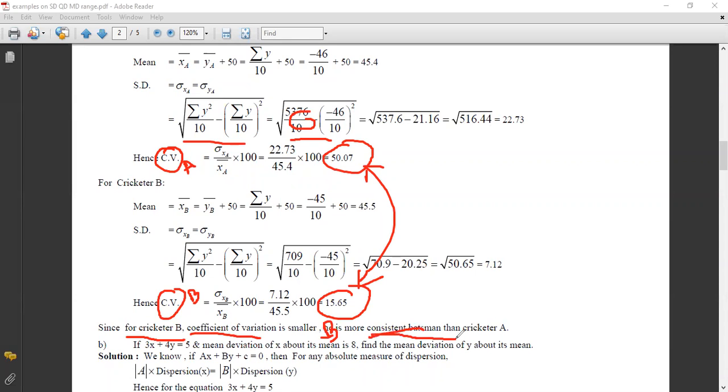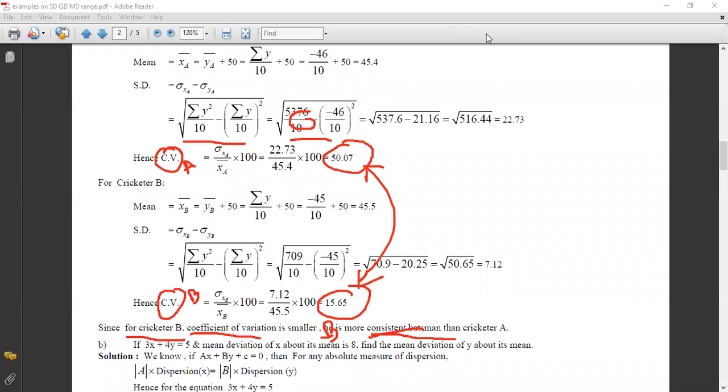Consistent means you can say a quality batsman. Cricketer B is a quality batsman with respect to batsman A. If you have only one slot for your team, cricketer B will be automatically selected, but not cricketer A. That is, if the coefficient of variation is smaller, he is a good quality batsman, and if the coefficient of variation is greater, he is a bad quality batsman, you can say.